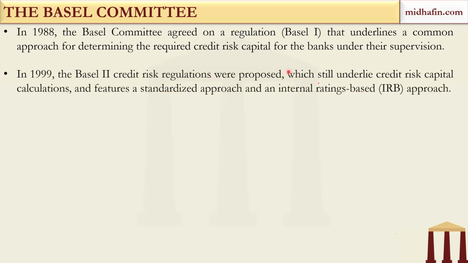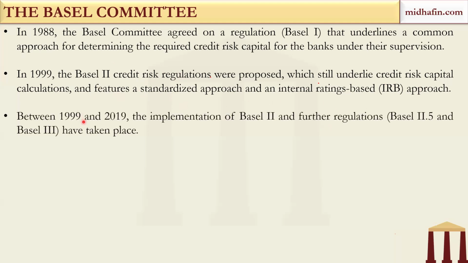Then in 1999, the credit risk regulations were proposed under Basel II. Even today, they are extremely relevant. They still underlie the credit risk capital calculations. Of course, some things have changed. The approaches have changed a little. But overall, the main pillars, the main ideas are still true with respect to capital allocation and capital calculations, and it features a standardized approach and an internal ratings based approach.